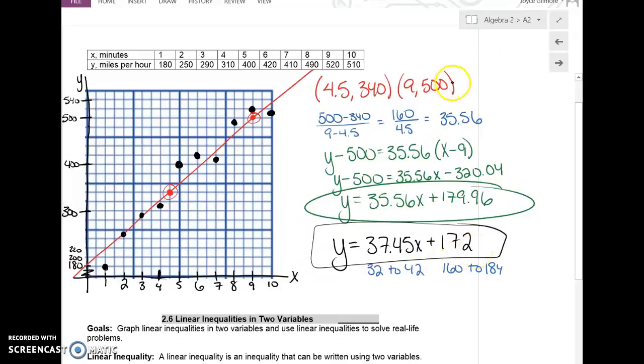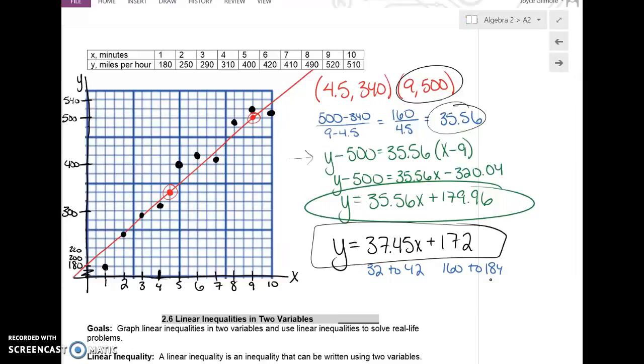Remember, you need to pick your points. They need to be points that are actually on the line, not data points that are nearby, but points that are actually on the line. Find your slope. Use your slope and one of your points in point slope form. Distribute your slope. Get y by itself. An acceptable slope range would be anything from 32 to 42. An acceptable y-intercept range would be anything from 160 to 184.